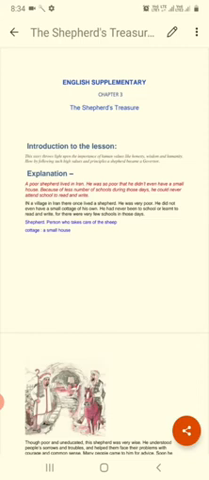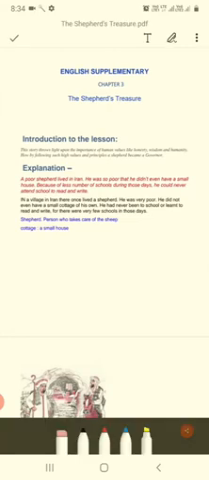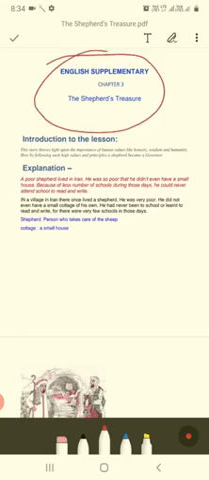In the previous class, if you remember, I explained the lesson called The Shepherd's Treasure from English Supplementary in detail. Right? So in this class, I've prepared a few slides. I'll give you a summary and we will analyze the questions and answers.